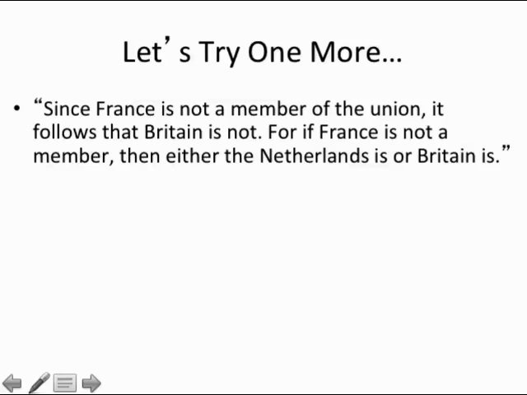You'll also note that we have 3 simple components in this argument, which we can represent as F for France is a member of the Union, N for Netherlands is a member of the Union, and B for Britain is a member of the Union. As we just mentioned, since we have 3 simple component statements, our truth table will need 8 rows, that is, 2 to the 3rd power, 2 times 2 times 2.